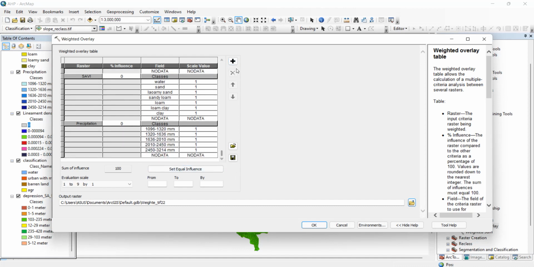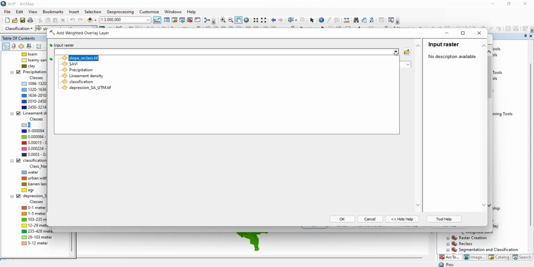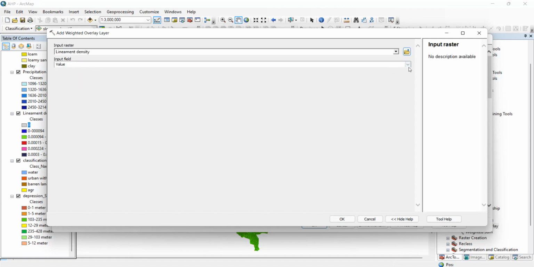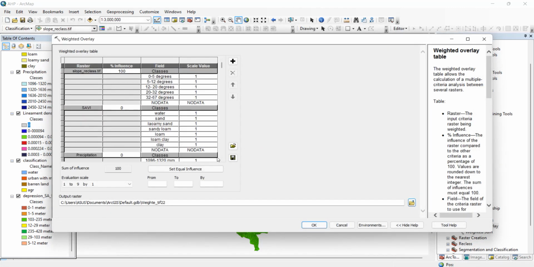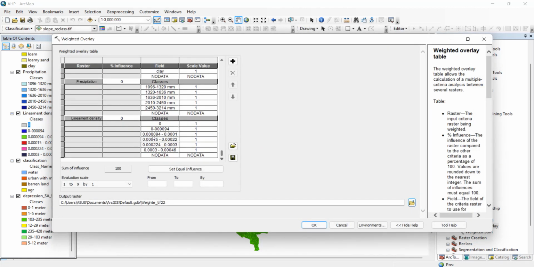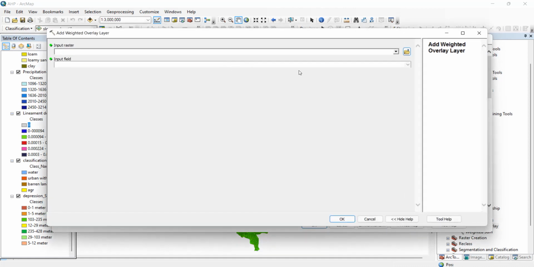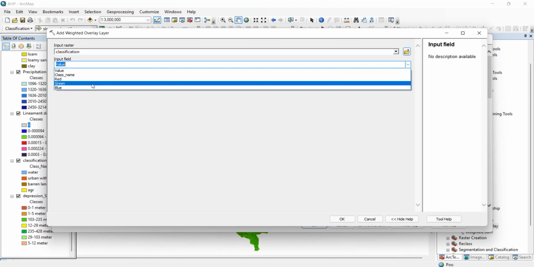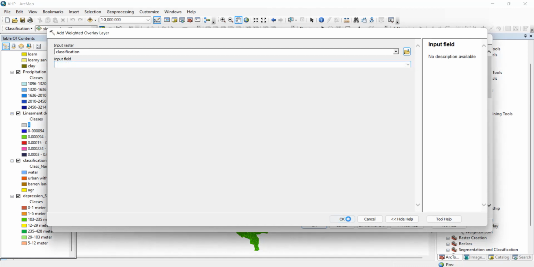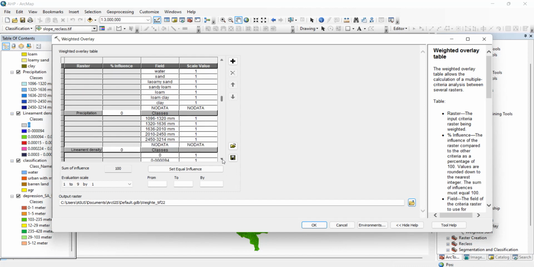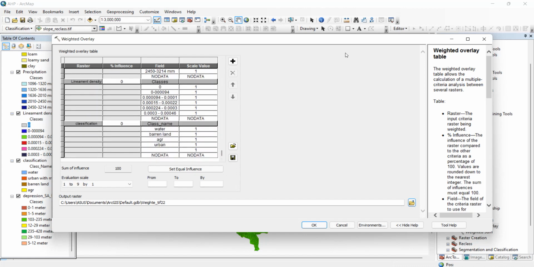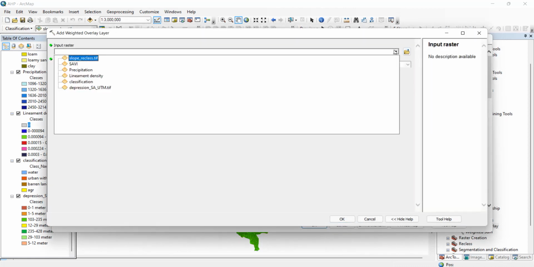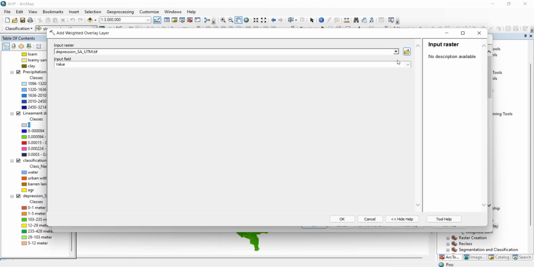Again, precipitation. Please don't forget to add the attributes after finishing the map layer, and to write precisely the name of each class and what it represents in order to facilitate your work during the weighted overlay. And the next is depression classes.